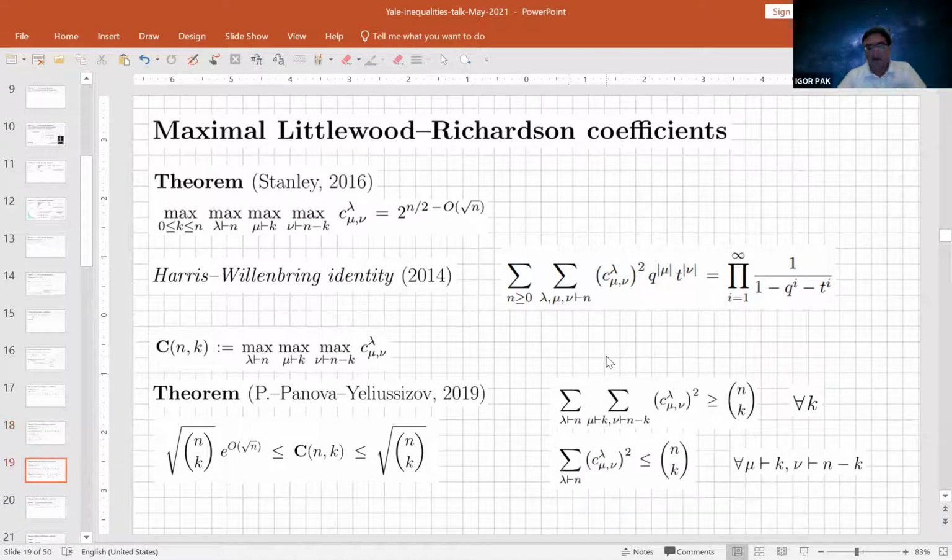And the way we do it is by finding completely different analogs of the Burnside identity, which kind of work for our purposes. On the one hand, that's actually really easy to prove. If you fix mu and nu, the sum of the squares of Littlewood-Richardson coefficients over all lambda is at most n choose k. And in a different direction, the sum of the squares over all triples lambda, mu and nu is at least n choose k. And if you put them together, that immediately gives you the result. Everyone good with this?